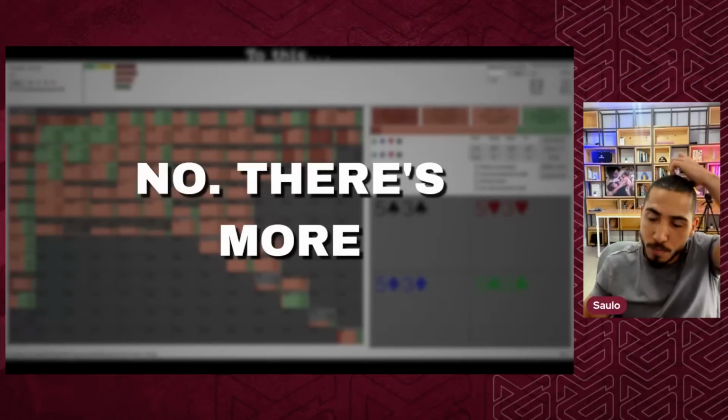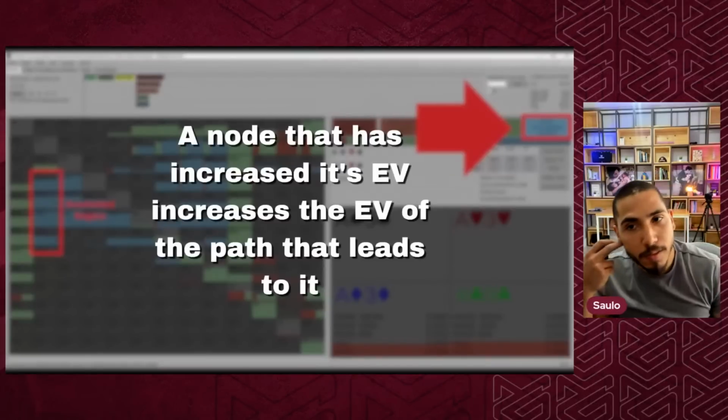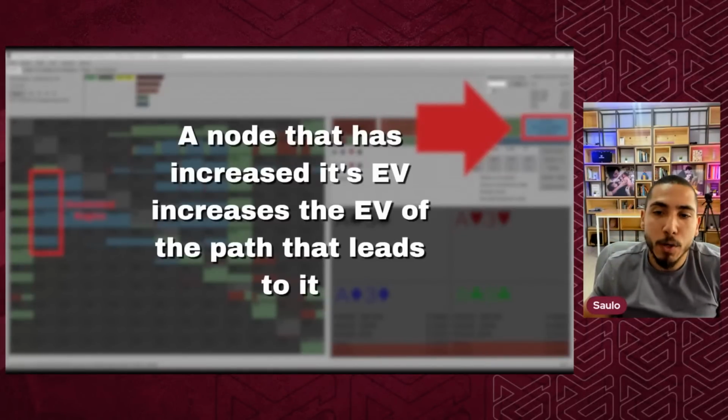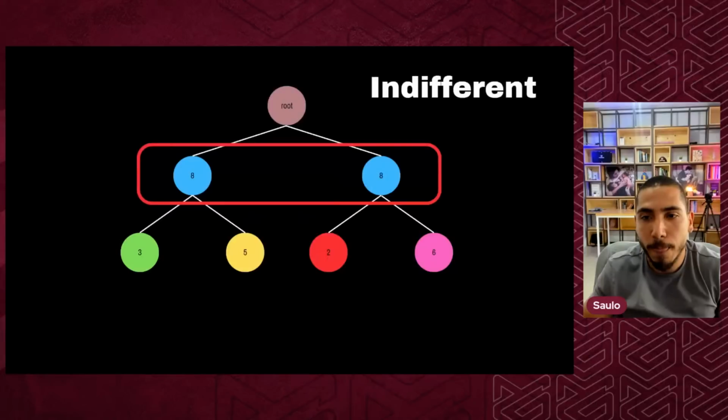So there's more we can do here, because this node that has increased its EV increases the EV of the path that leads to this node, right? So that's why we call the game a game tree. So that it's literally a tree of decisions. So if you take a look at a flop situation where you have indifferent actions, I try to give this visual representation here to you guys.